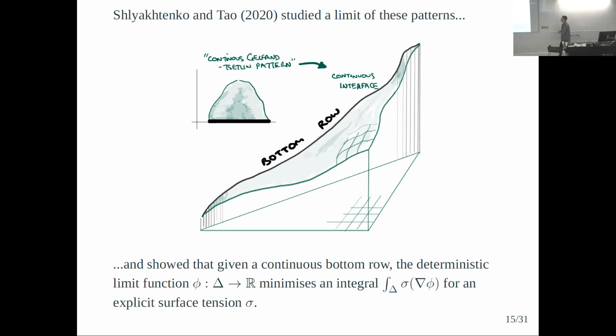These continuous interfaces associated with continuous Gelfand-Tsetlin patterns appear to minimize a certain energy integral, which gives the interface a certain cost for lying at a certain tilt. And they find this function sigma, which gives a penalty for the interface to lie at a certain tilt, explicitly.